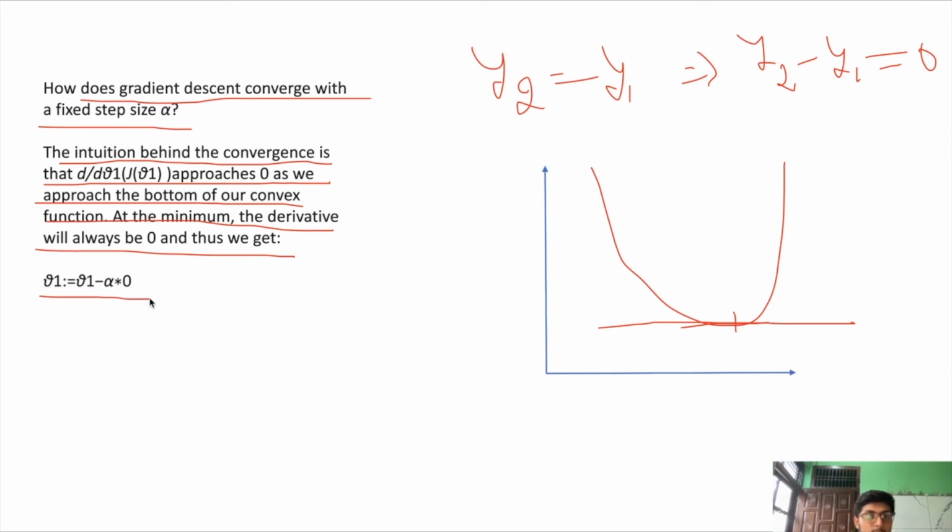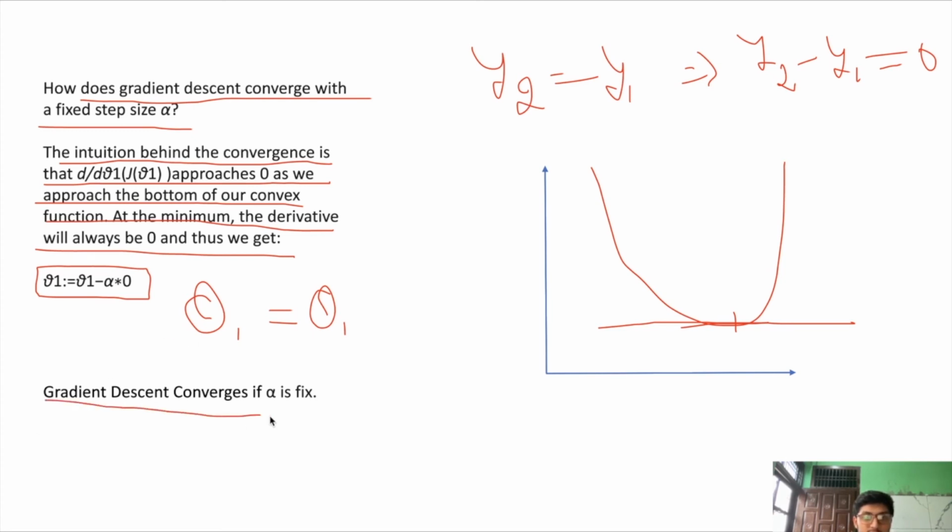So this will be like this. Our theta 1 will be equal to theta 1 only. It will not increase or decrease. Gradient descent converges if alpha is fixed. That means that it will converge. First of all it will come here, then here, then here, and then finally converge to the minima and reach the minima.